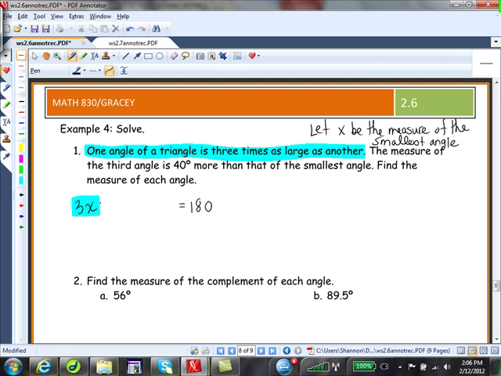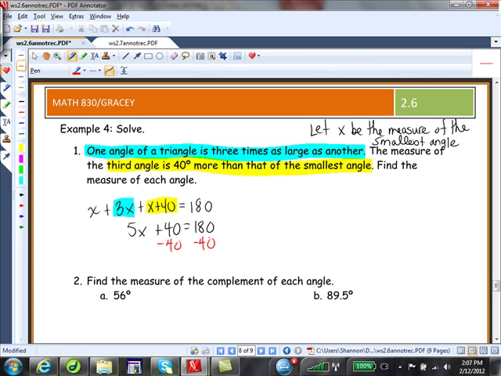Now, actually, that should be in the middle because I'll have x plus the 3 times x, because you have to add that original smallest angle in there. And then the measure of the third angle is 40 degrees more than that of the smallest. So x plus 40 is going to be representative of this third angle here. Now we can just combine our x's. Do you see we have 5 x's plus 40 is 180.